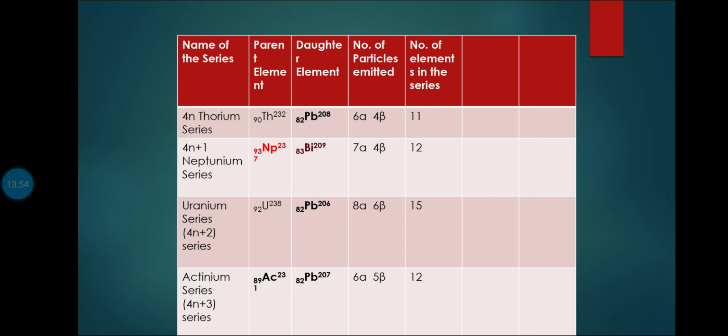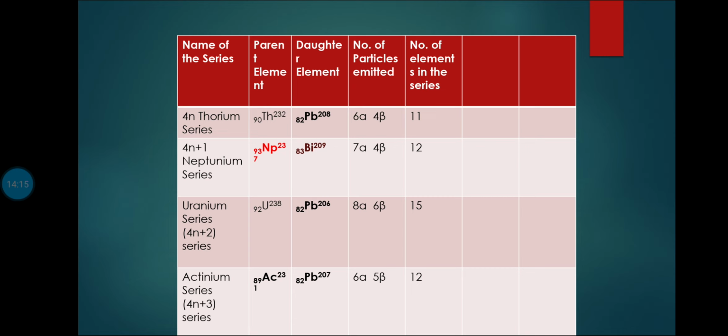Uranium series, it is also known as the 4n plus 2 series. The parent element is uranium 238. The final daughter element is lead 206. And here 8 alpha and 6 beta particles are formed. The number of elements in the series is 15.